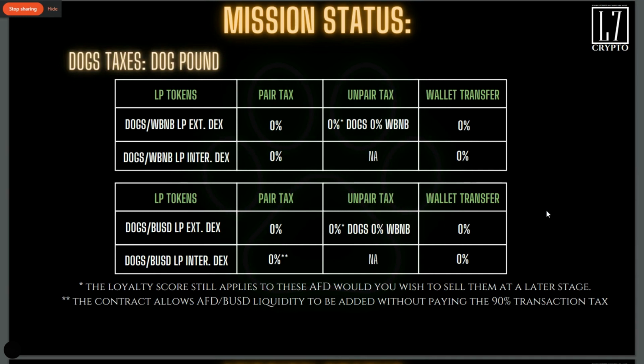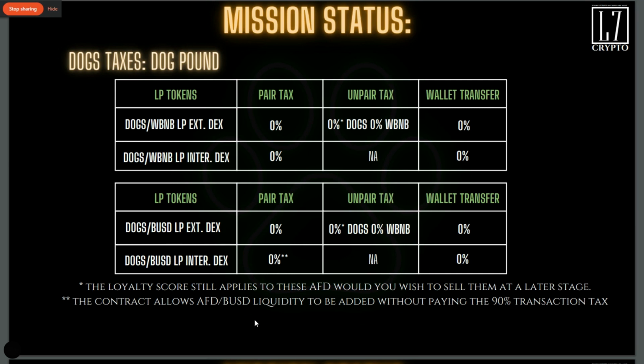Now, additional taxes for the wrapped BNB dogs LPs. When you unpair them on PancakeSwap, there's no tax. When you pair them on the internal DEX, it's fine. And for your unpair tax, of course there's no tax there as well. You can't even unpair them on the internal DEX, you can only pair them together. And the same thing goes for the BUSD LP pairs.